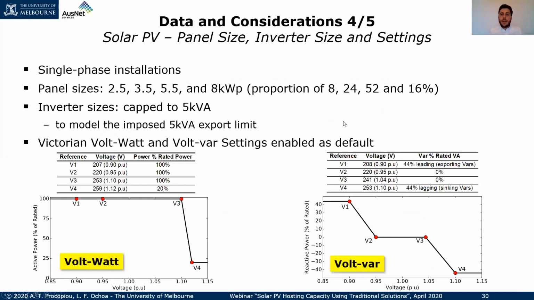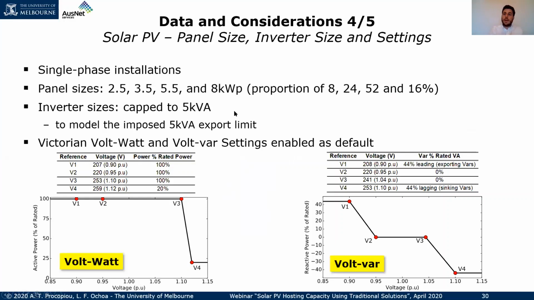Now, in terms of the corresponding panel sizes and inverter settings that we are using for these PV systems, we are using only single phase PV system installations, and these correspond to residential customers. The panel sizes range from 2.5 to 8 kilowatt peak, corresponding to the current statistics in Australia of PV system installations. And the corresponding proportion of all these statistics is shown here, which range from 8 to 16% accordingly.